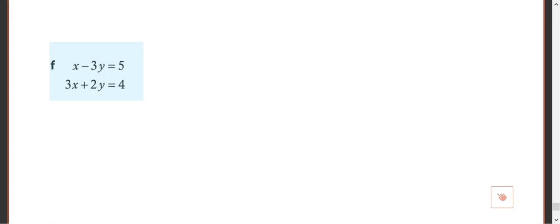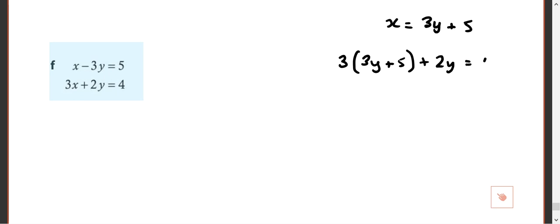Right, just to rattle through the substitution method really quickly. x equals 3y plus 5. Number 2 would be 3 times 3y plus 5, plus 2y equals 4. So I substitute in, what do I get?